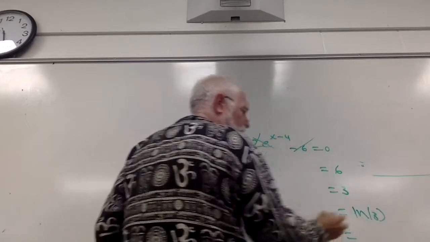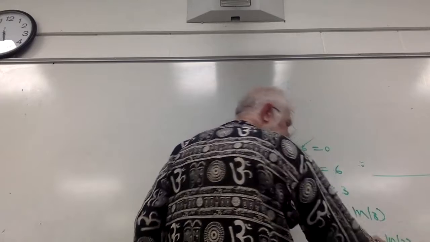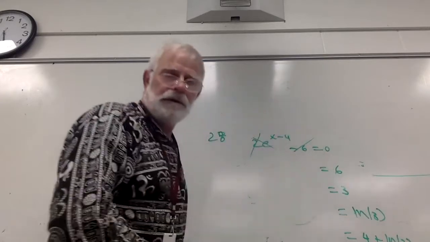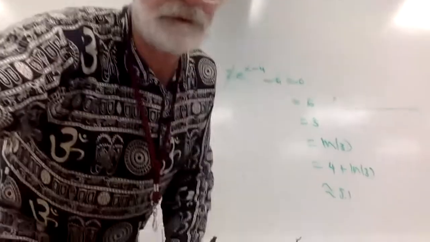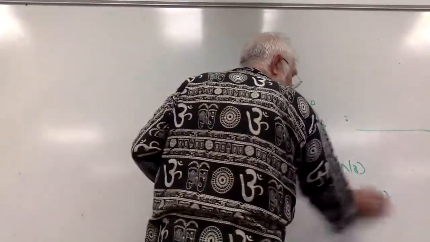And x minus 4, add 4. 4 plus ln of 3. That's an exact answer. 5.1 is an approximate answer. Okay? I didn't see all of that. That's better position. Oh, I hope I didn't do that too often.